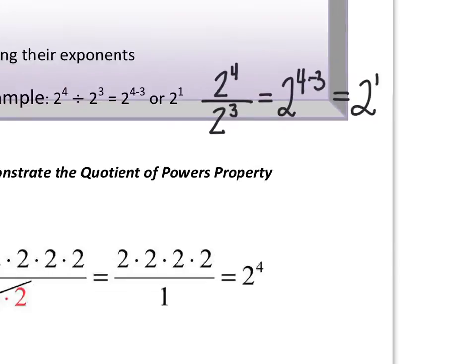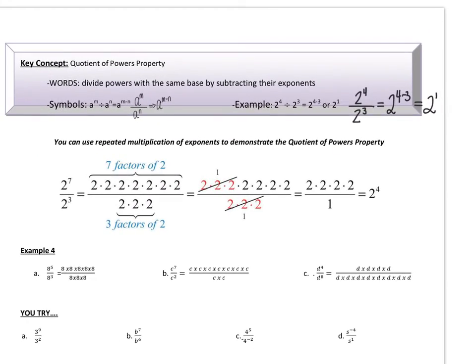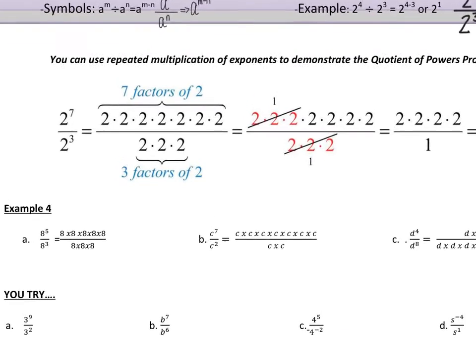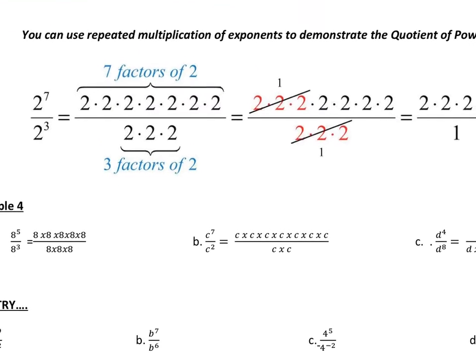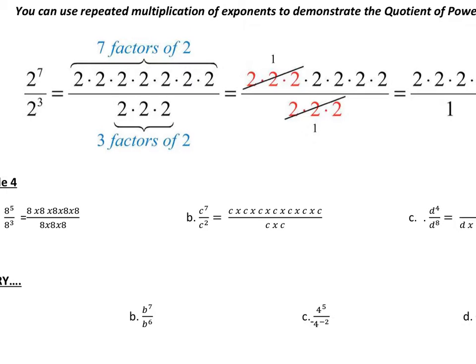Let's look at a couple more examples. In this bottom example, our question is 2 to the 7th divided by 2 to the 3rd. We can show exponents through repeated multiplication. If we expand this, 2 to the 7th is 2 times 2 times 2 times 2 times 2 times 2 times 2, all over 2 to the 3rd, which when expanded is 2 times 2 times 2.